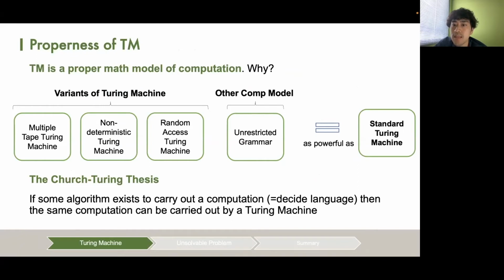This is because any other computational model cannot define more language than the standard Turing machine. For example, there are many attempts to make a variant of Turing machine as shown in this slide. However, all of them proved as powerful as standard Turing machine. Hence, it is near universally accepted that if some algorithm exists to carry out computation, then the same computation can be carried out by a Turing machine. This is called Church-Turing thesis.